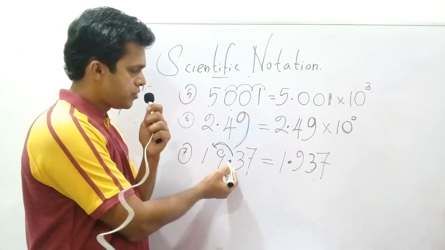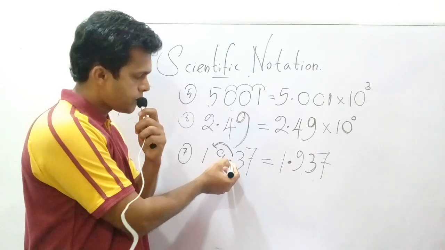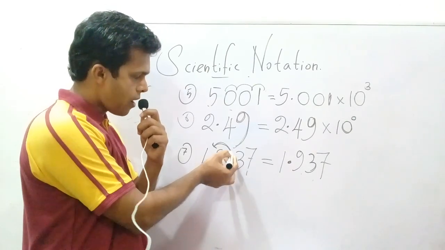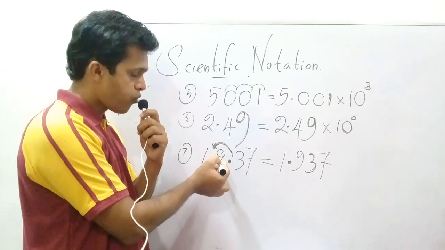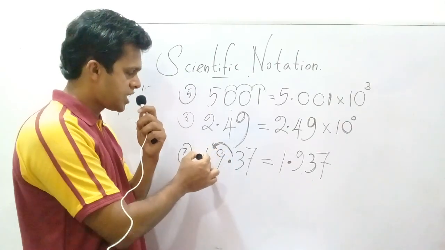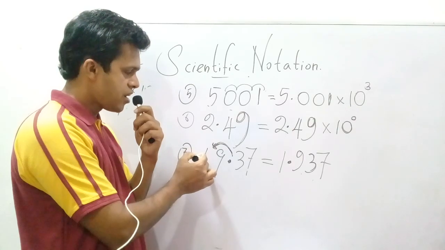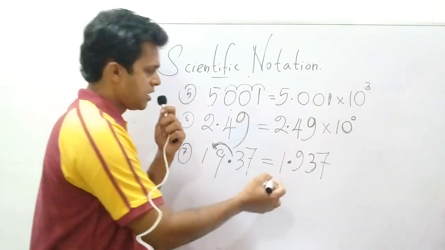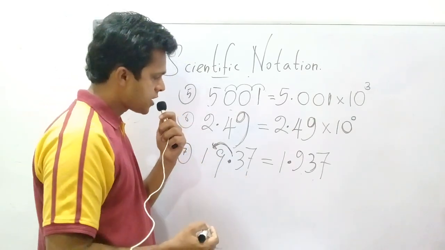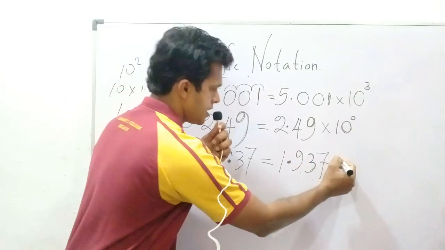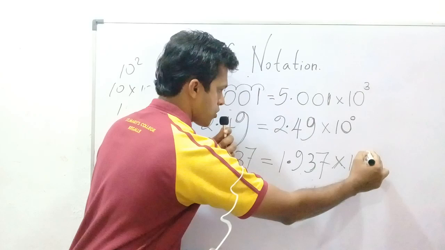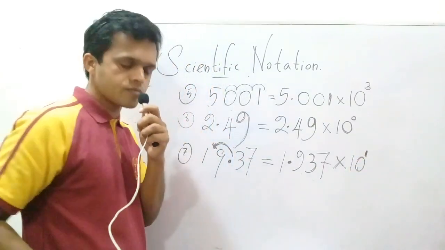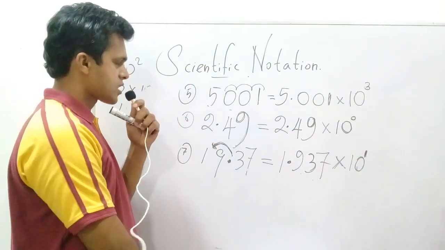Now, you could see the decimal point here. So it passes one digit. It comes here, between 1 and 9. So it is written that 1.937 into 10 to the power 1. Okay, next one.